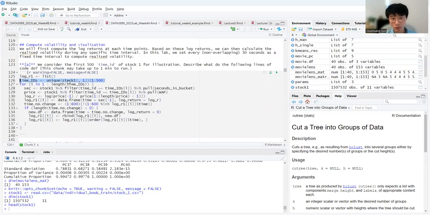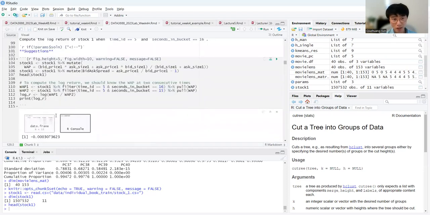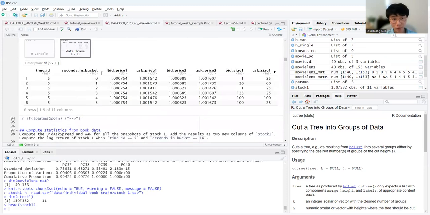Remember, the first column of stock 1 is just the time IDs. I am using a slicing operation to extract the first 500 time IDs. Then I use a for loop. For each time ID, I find the seconds of stock 1 for these time IDs. Remember here I pull the seconds in bucket. Essentially this is the second row here.